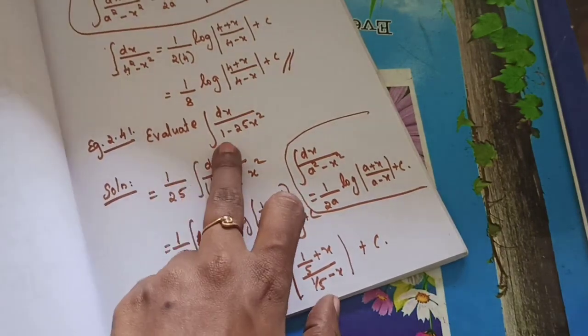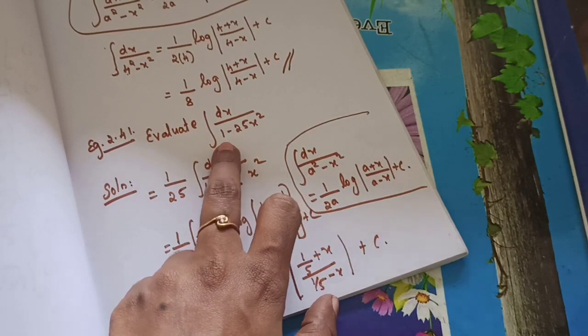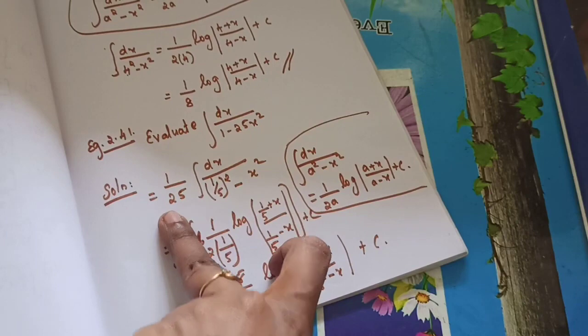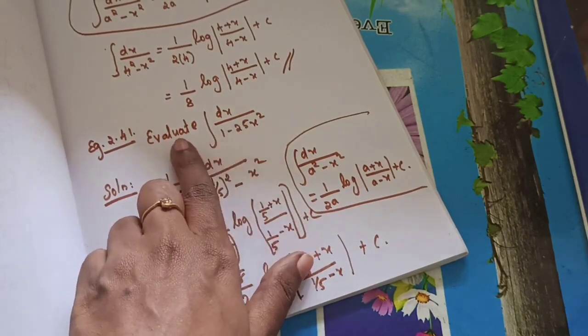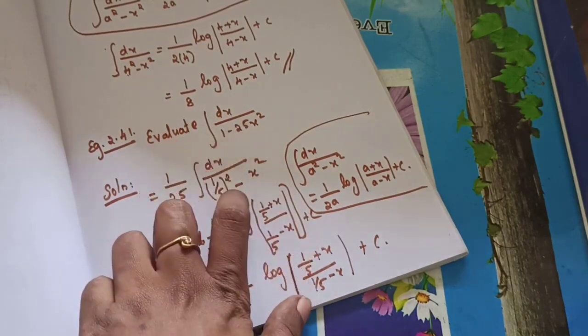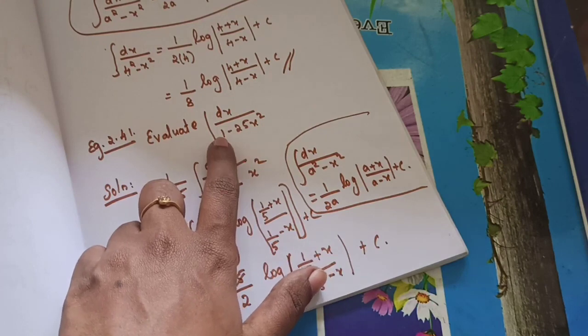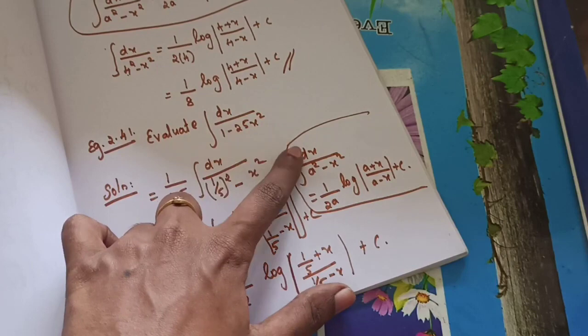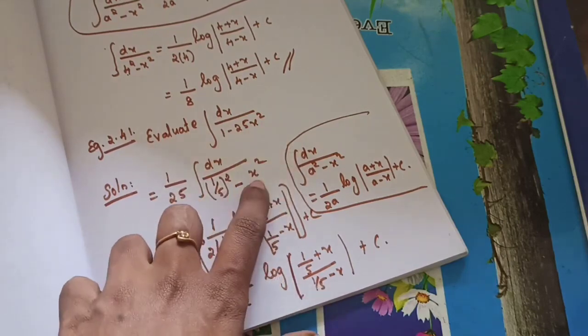So here, when you are checking, it is not in the form of square. So better you can take 1 by 25 outside. If I am taking 1 by 25 outside, what will happen? dx divided by, here there is no 25, so we will divide by 25. In that place I put 5 square minus x square. Now it is in the form of a square minus x square.